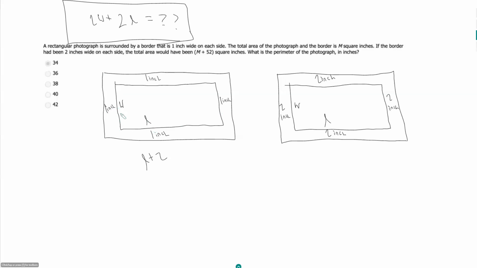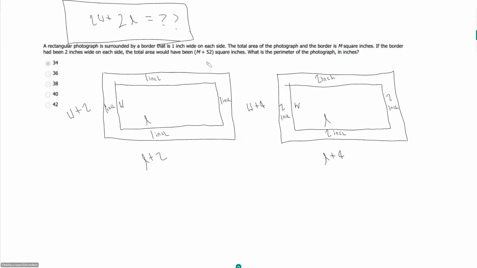And then the same here, if my photo had a width of W, my border should have had a width of W plus 2, because I got 1 inch on top, 1 inch on bottom. Here, the length of my border should be L plus 4, right? Because now I have 2 inches on the other side. And my width of my border should be W plus 4. So what do they tell us?